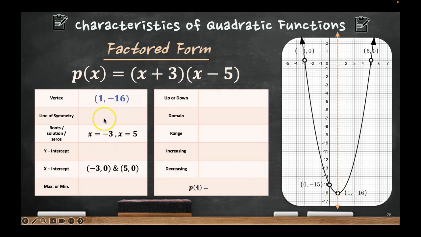And we know our line of symmetry cuts through our vertex, and it's the x value of the vertex as long as your function is facing up or down. So it'd be x equals 1. Now we know it's facing up because we can see that our graph is opening up.